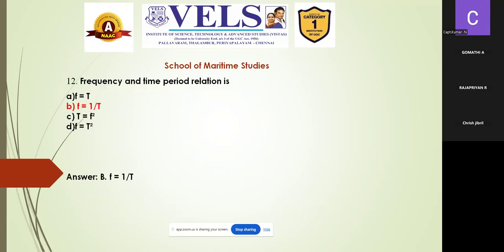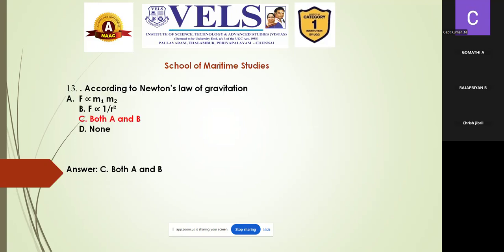Our next question is, what is the relation between the frequency and time period? Frequency means F and then time period T. F is inversely proportional to the time. So we can write F is equal to 1 by T. This is the relation between the frequency and time period.